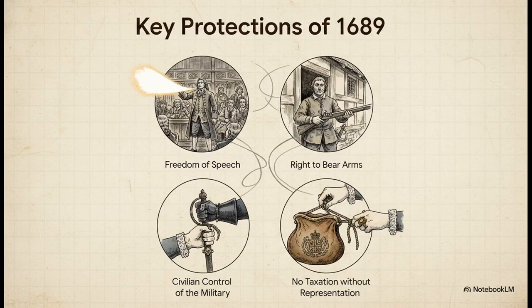So let's just recap the big ones. We've got the right to bear arms for self-defense, civilian control of the military, and that all-important no taxation without representation. Now look at that one about freedom of speech. It's interesting, right? Back then it wasn't for everybody. It was just to protect politicians, members of parliament, so they could debate freely without getting thrown in jail. Keep that detail in your back pocket. And yeah, that last one, no taxation without representation, starting to ring a bell?